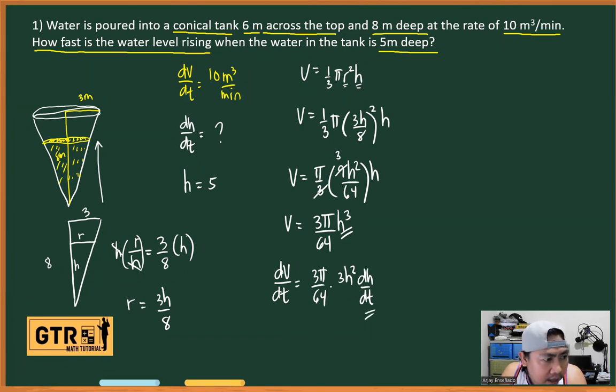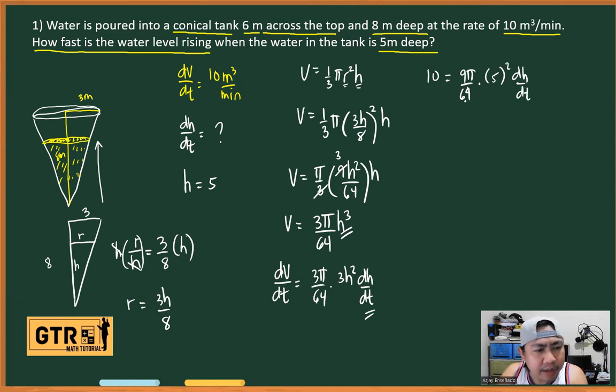So this is what we are looking for: how fast is the water level rising, dh over dt. Substitute all the given. We have dV over dt, which is 10, equals 3 pi over 64 times 3. Simplify, so we have 3 times 3, that is equal to 9. So 9 pi over 64, and then h is 5, so we have 5 squared times dh over dt.